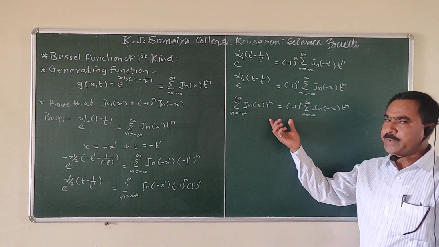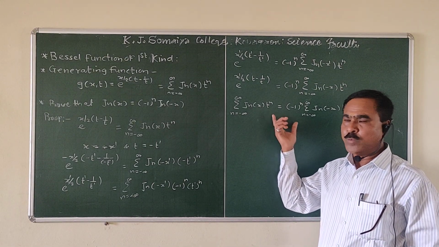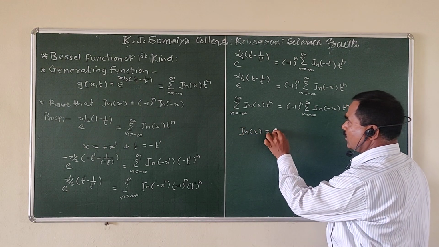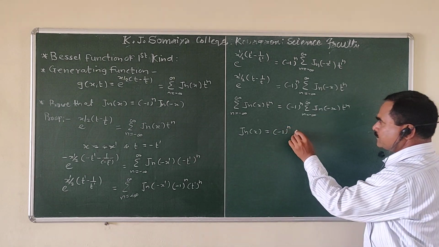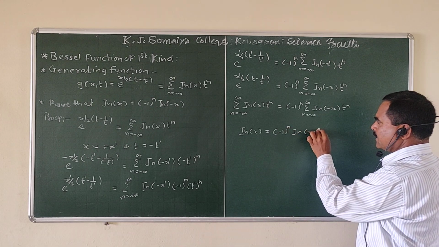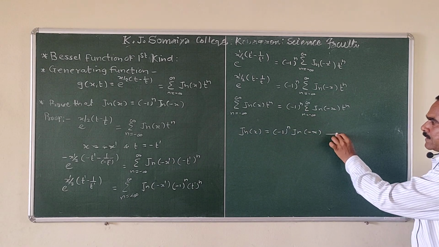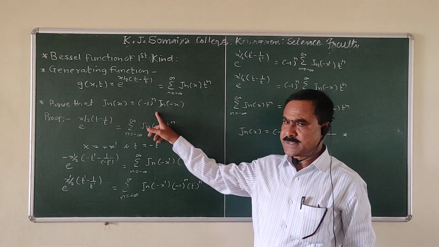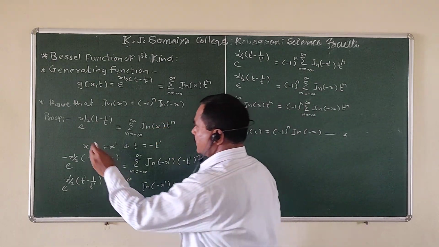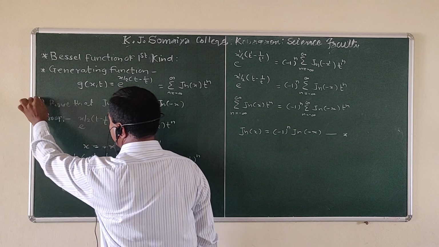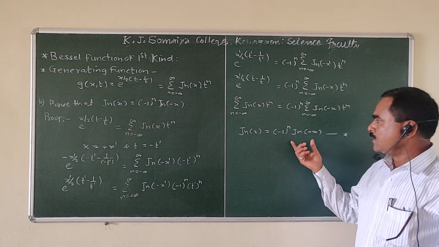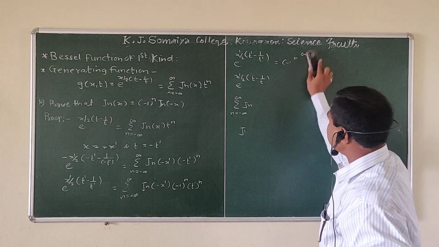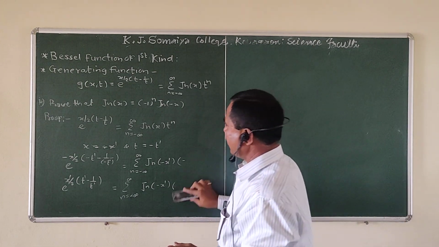Then we compare the coefficients of t^n on both sides. So we get J_n(x) = (-1)^n J_n(-x). So this is the proof of the first property. We have completed the proof of this property. Then next we consider the second property.